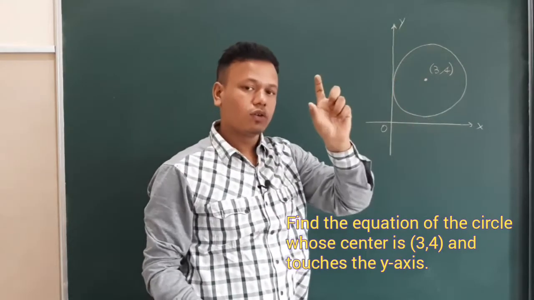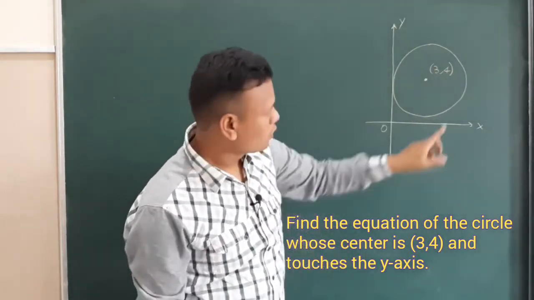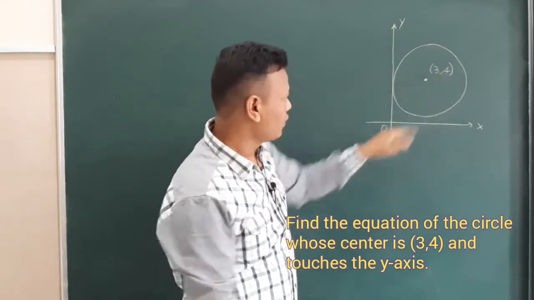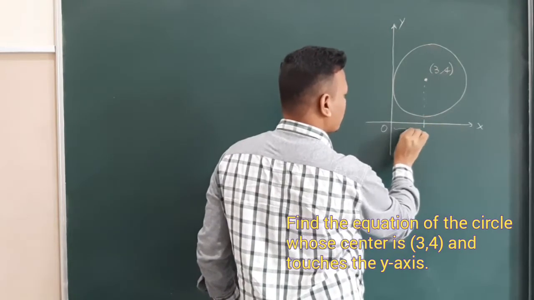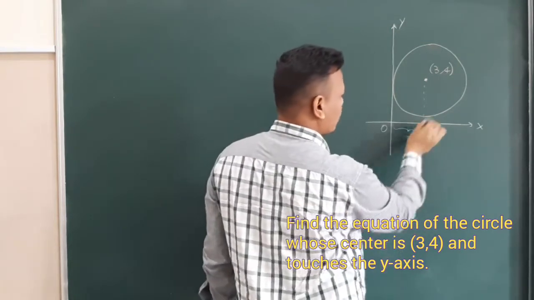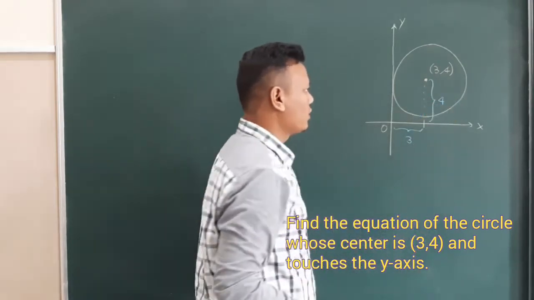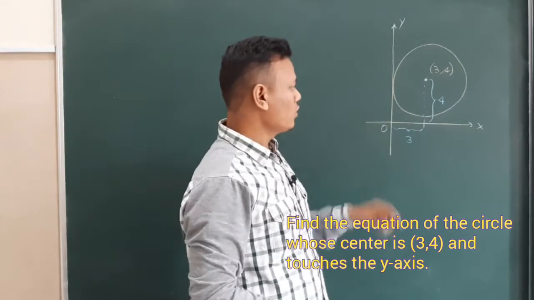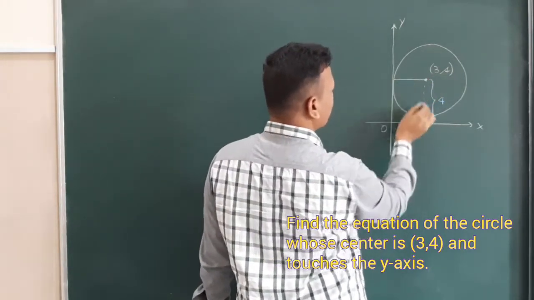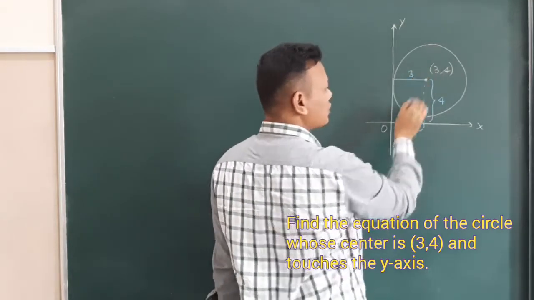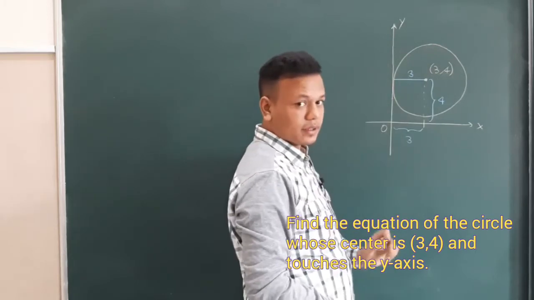Now we know that in order to find the equation, we must know the center and the radius. Let us see the meaning of this. This 3 comma 4 means, let me draw this first: from here to here it has to be 3, and from here to here this distance is 4. That is the meaning of 3 comma 4. Now in order to find the radius, see here carefully: if this is 3, then this is also 3, isn't it? So 3 is the radius.